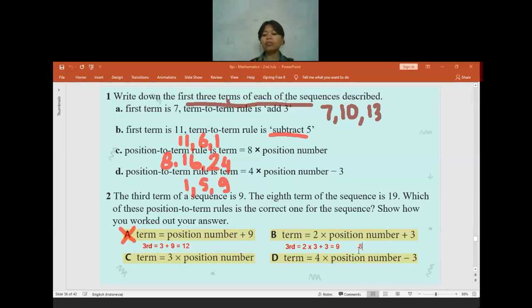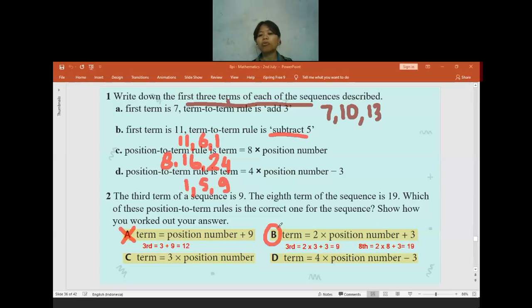Because it is the eighth term, the position number is replaced by 8. So it will be 2 times 8 and then plus 3. The answer equals 19. Oh, this is also correct. So you don't have to check term C. The answer is term B.